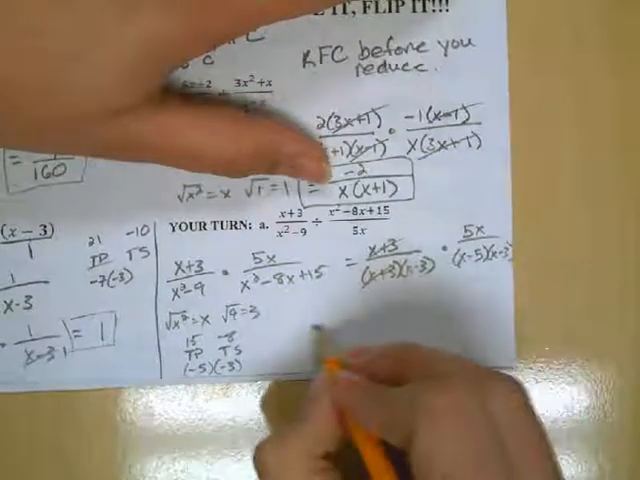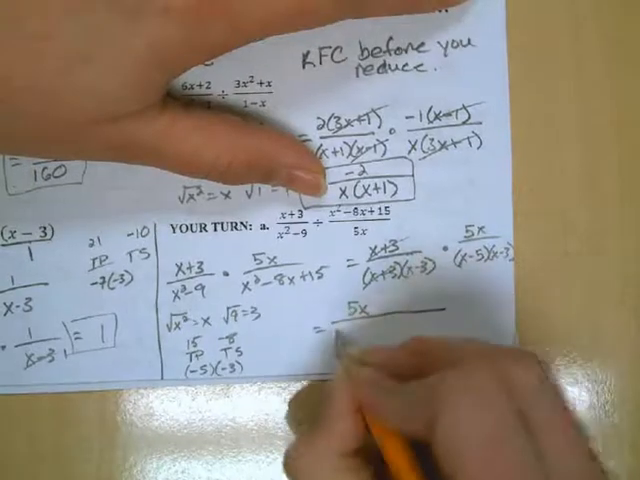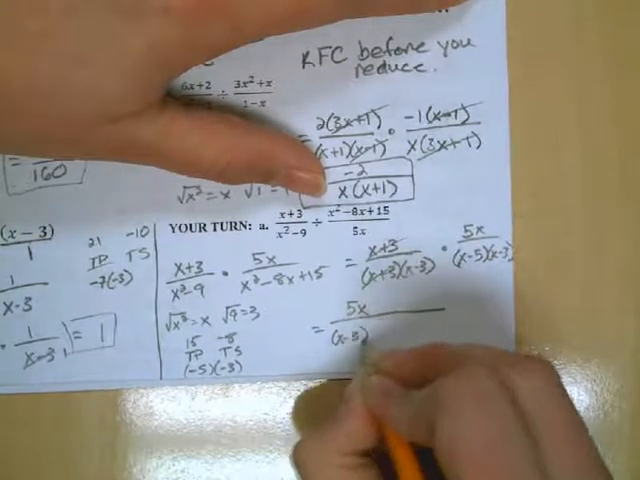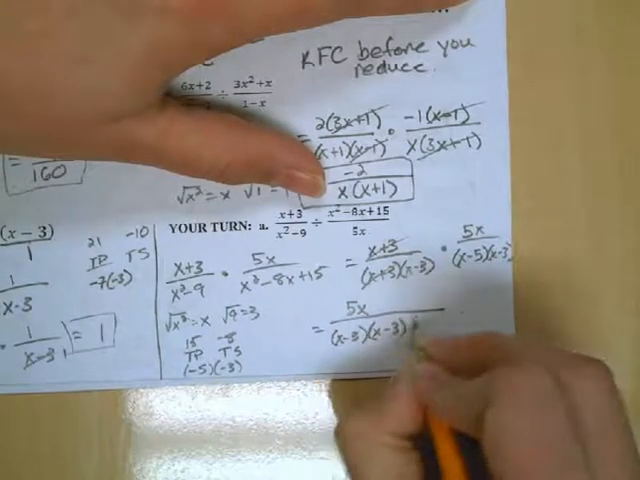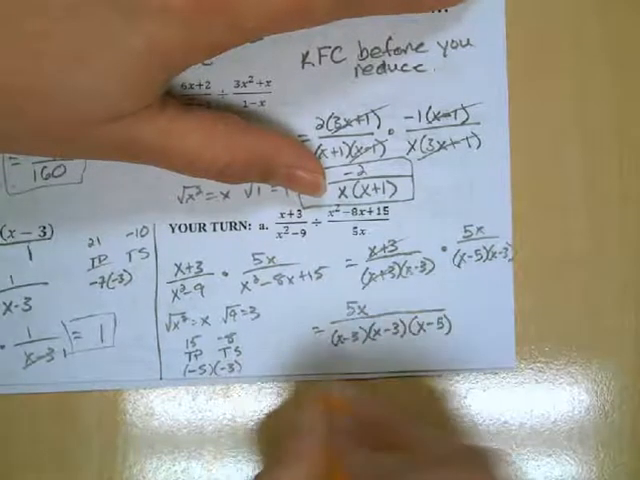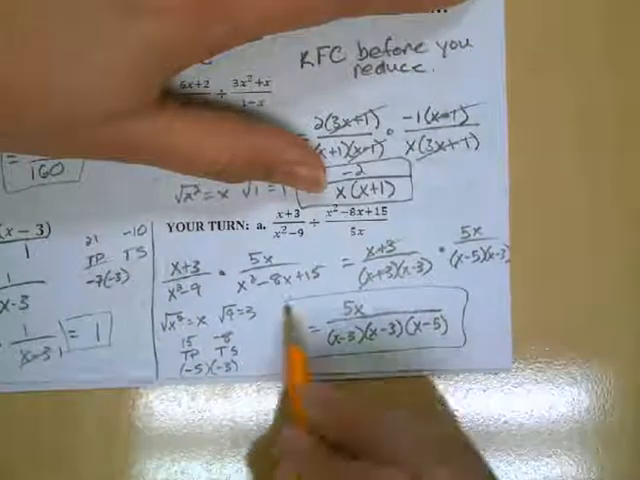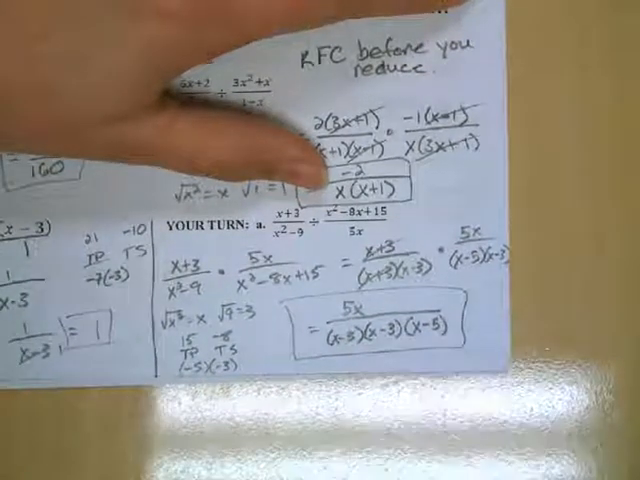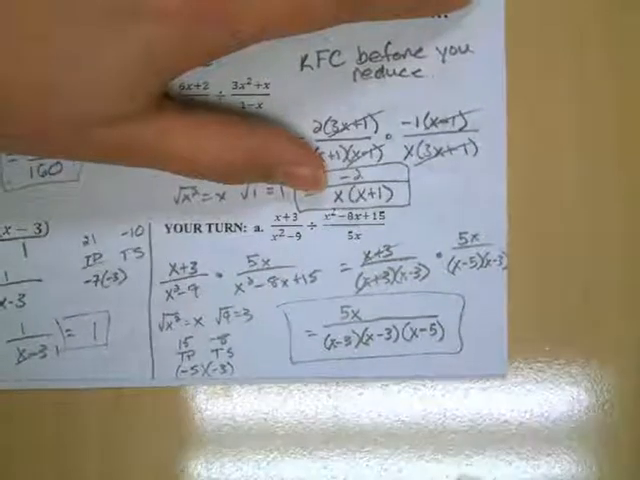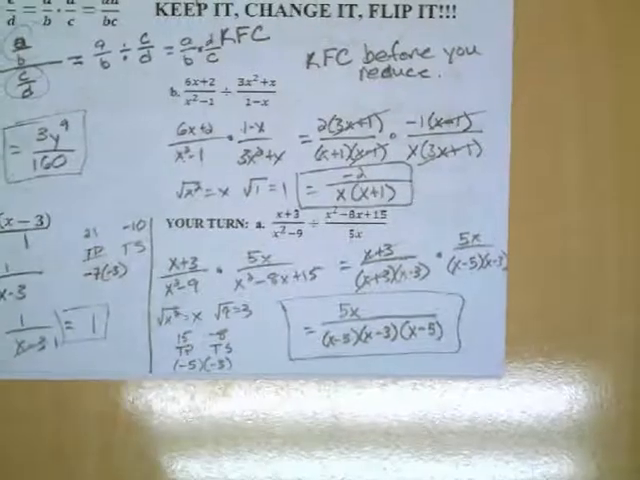So our final answer, I've got a 5x on top. I've got an x minus 3, an x minus 3, and an x minus 5 all left on bottom. Now don't take the time to multiply that all out. You don't have to worry about that. Just leave them as they are. If you want to write x minus 3 squared, that's perfectly fine. There's nothing wrong with that. That would be correct as well. And that is the end of multiplying and dividing rational expressions.